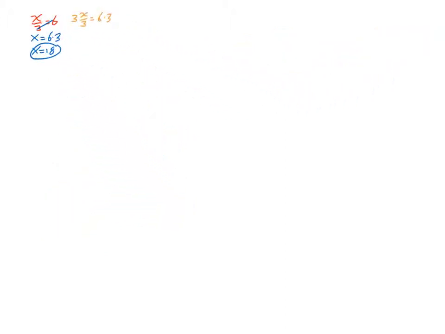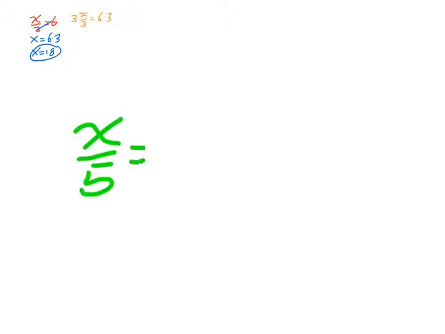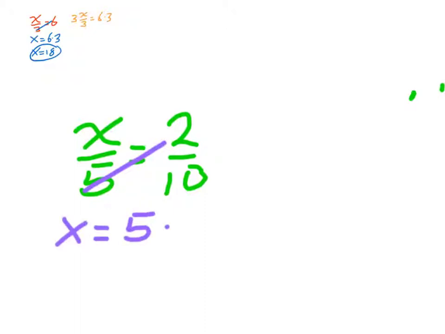Okay, there's that one. The next question, I'm only going to do 3 of these. The next one I'm going to do is x divided by 5 equals 2 divided by 10. Again, if you want to talk about the cross multiplication trick, then you would be taking the 5 times 2 and then dividing by 10. So x is equal to 5 times 2 and then divide by 10.